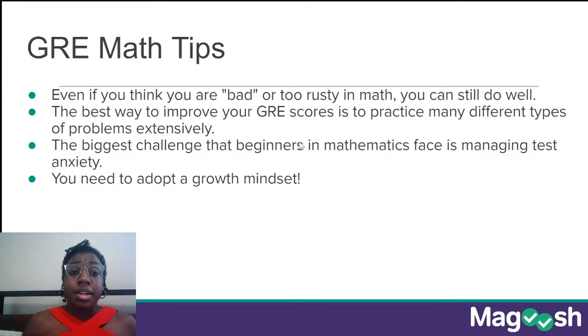If you are a beginner in GRE math, performing well in the quantitative section may seem insurmountable. However, even if you think you are bad or too rusty in math, you can still do well. The best way to improve your GRE scores is to practice extensively. Overcome your knowledge gaps by testing many different types of problems and working on comprehensive practice tests. Use test preparation websites, like Magoosh, where you can study and solve solutions carefully. That way you can better understand what your strengths and weaknesses are.